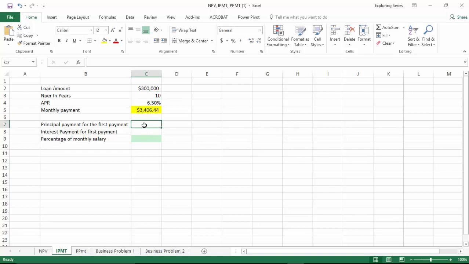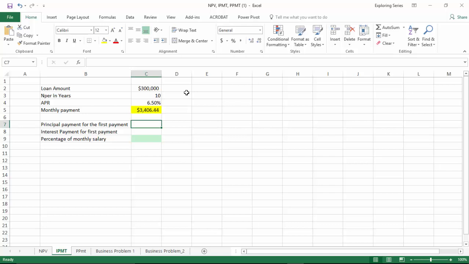So what I want to do is show you how to isolate how much of this payment is interest and how much of this payment is principal. But in order to do that, you have to understand that the amount of interest and the amount of principal change over time. Okay? So for now, let's just calculate the amount of interest for the very first payment of your $300,000 loan.